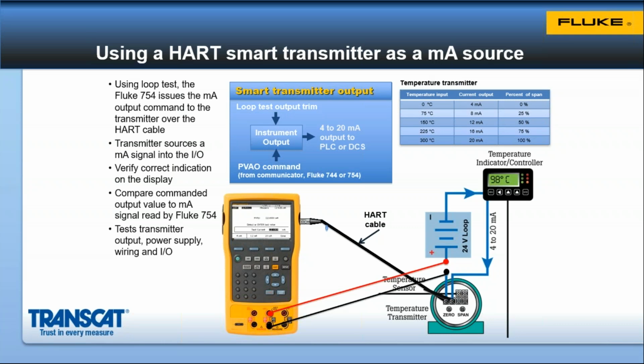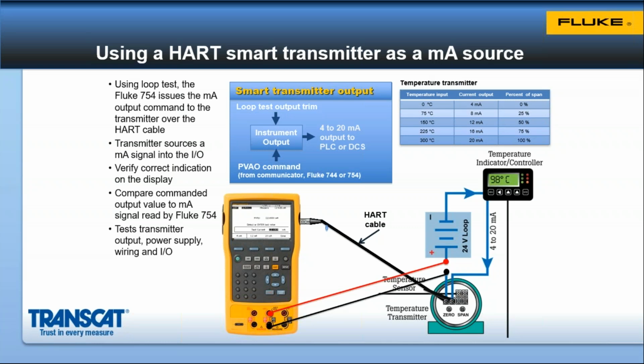Notice that the multifunction calibrator is in series with the loop and measuring the milliamp signal, and that there's a communication signal coming from the device to communicate HART information to the transmitter. By invoking HART communication with this device and going into a loop test mode, you can communicate to the transmitter and command it to output a fixed milliamp signal.